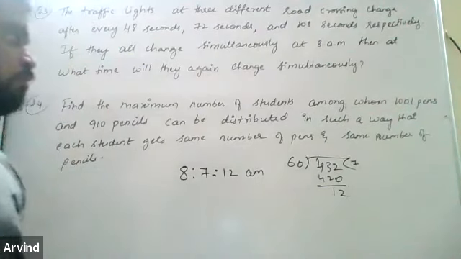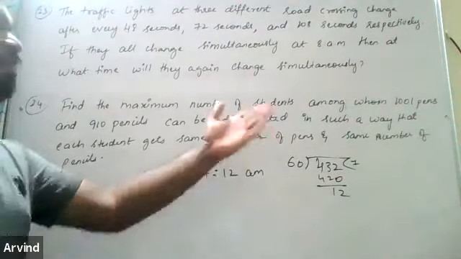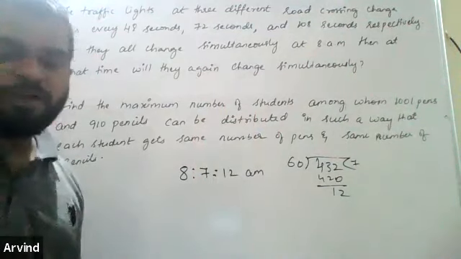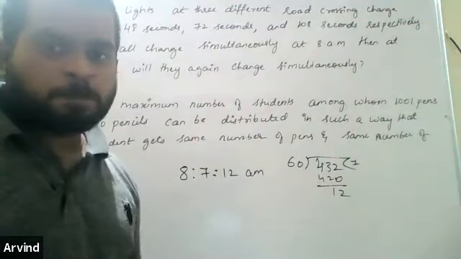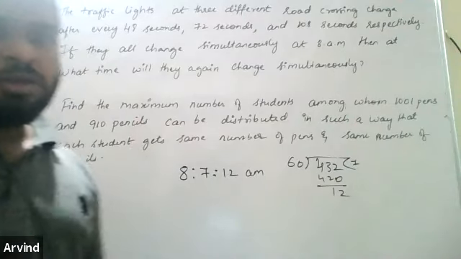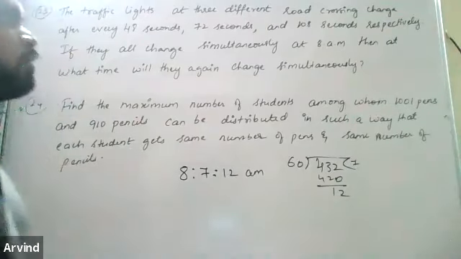Okay. So as you all know, you have to divide the pens and pencils among the students. So basically, what should you find? HCF. Find the HCF of 1001 and 910, which comes out to be 91. So that's the answer.